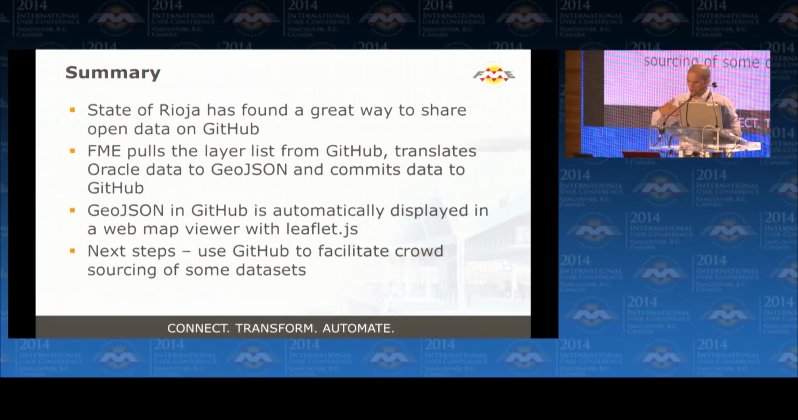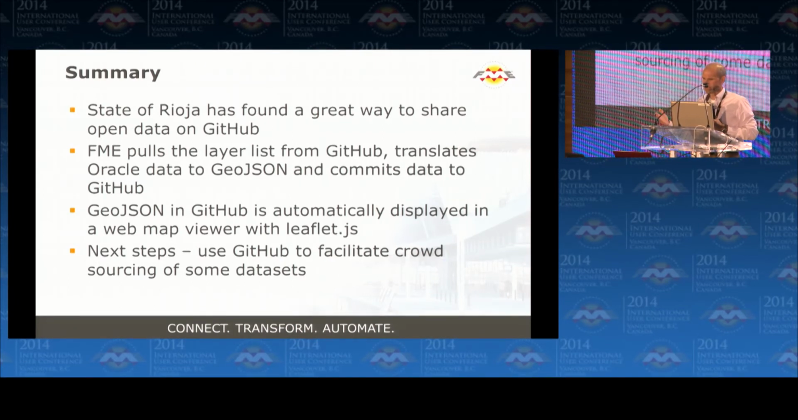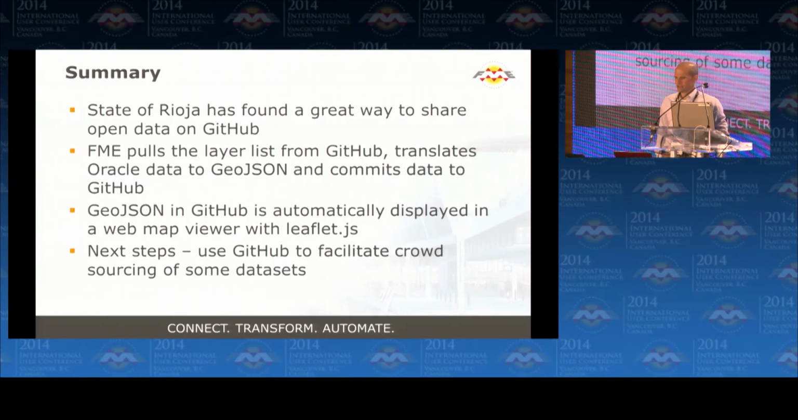I mentioned how FME pulls the layer list from GitHub to decide which layers to read from Oracle. We write to GeoJSON. The GeoJSON's automatically displayed in the browser due to the fact that GitHub has this Leaflet.js thing implemented. And we can facilitate crowdsourcing, or whatever you want to call it, collaborative editing of these data sets.